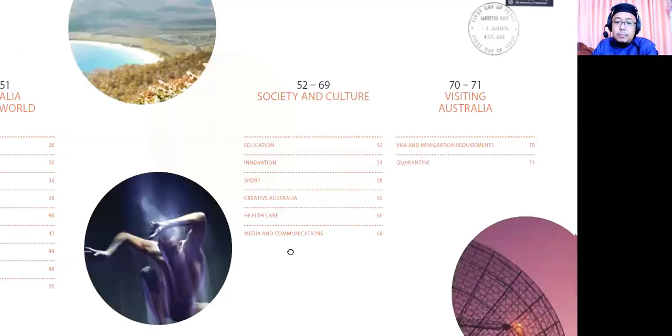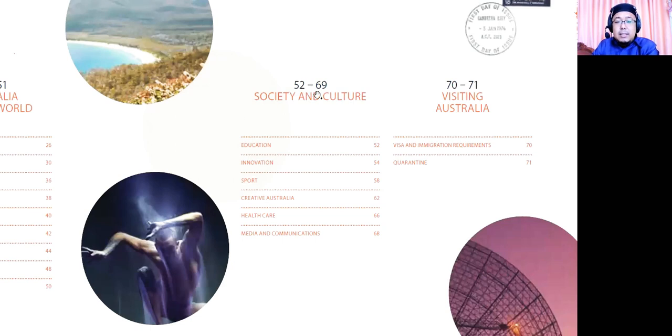So on pages 52 until 69, the topic will be about society and culture of Australia. We will talk about education, innovation, sport, Creative Australia, healthcare, media, and communications. And the last part of this information from the Australian government is related to visiting Australia, visa and immigration requirements, and quarantine. I'm not sure about this quarantine, but we will talk further about this one, okay?